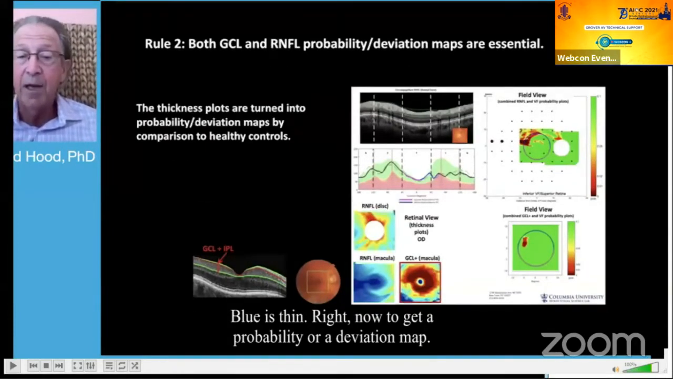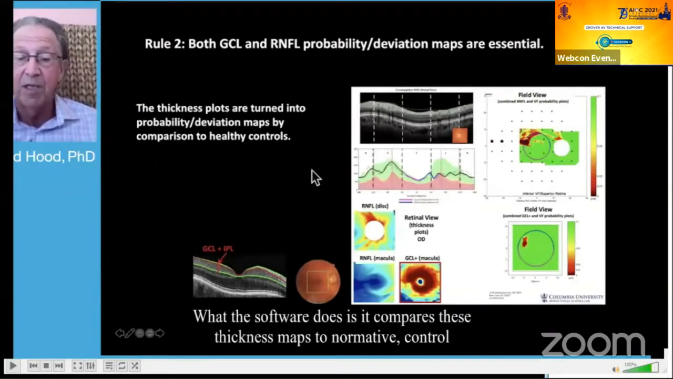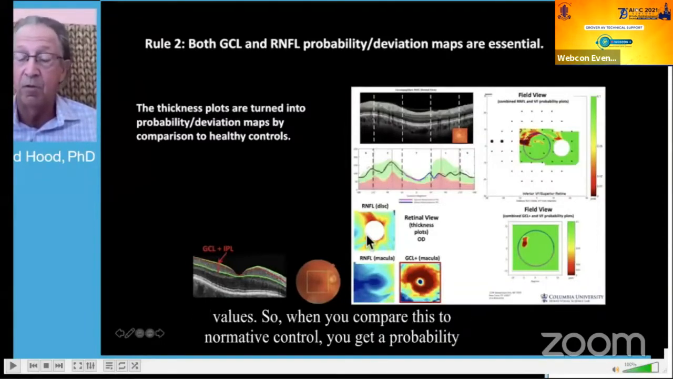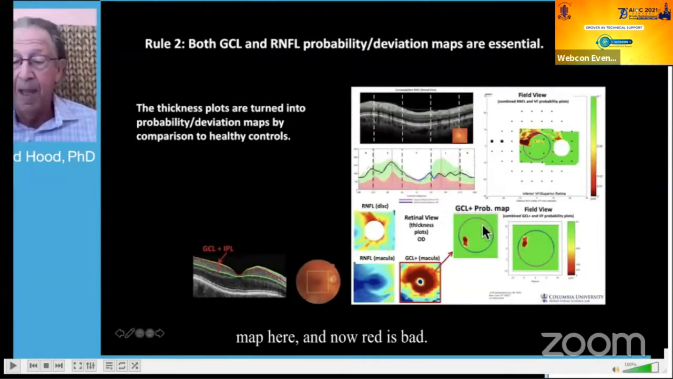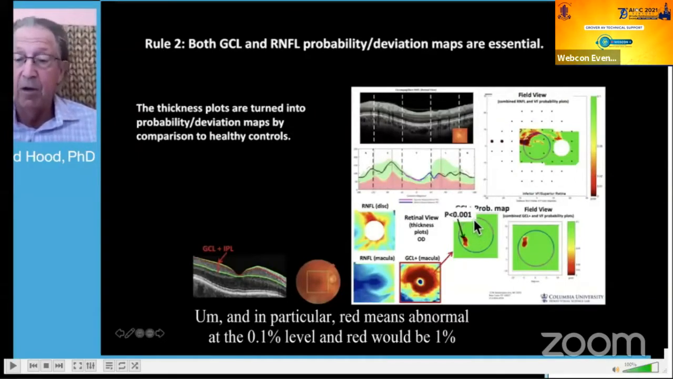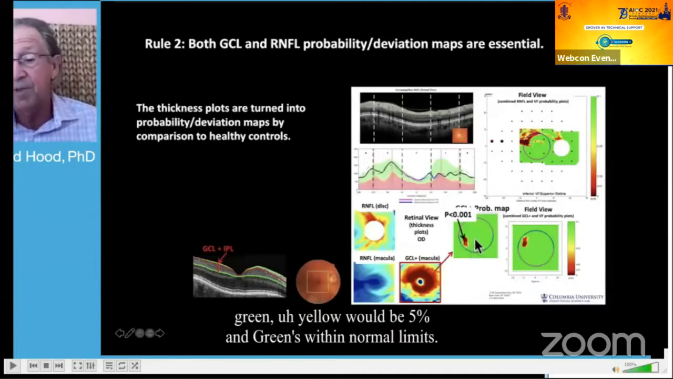Now, to get a probability or a deviation map, what the software does is it compares these thickness maps to normative control values. When you compare this to normative control, you get a probability map here, and now red is bad, and in particular, red means abnormal at the 0.1% level, and red would be 1%, yellow would be 5%, and green's within normal limits.